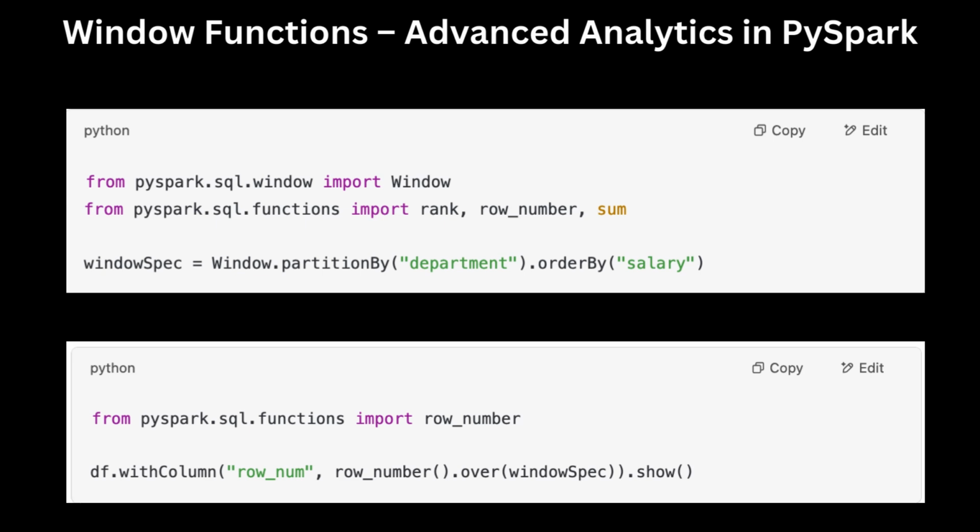To use a window function, you first import the necessary module and define a window specification. Here, we're creating a window that partitions data by department and orders each partition by salary. Let's check out some commonly used window functions.